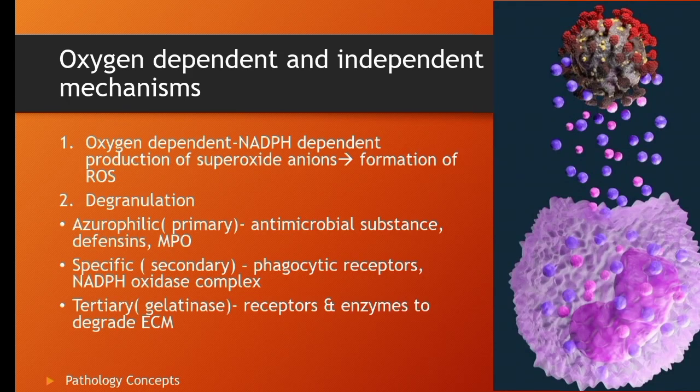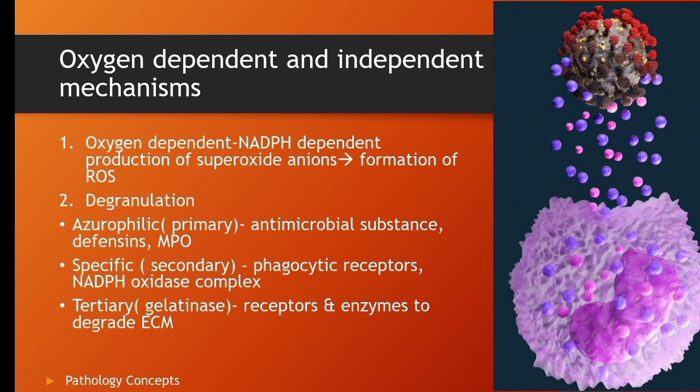Other mechanisms besides phagocytosis are oxygen dependent and oxygen independent killing. In the oxygen dependent mechanism, NADPH dependent production of superoxide ions occurs, and they lead to the formation of reactive oxygen species like hydrogen peroxide, hydroxyl radicals, and hypochlorous acid. This acid leads to destruction of bacteria. Second is the oxygen independent mechanism.